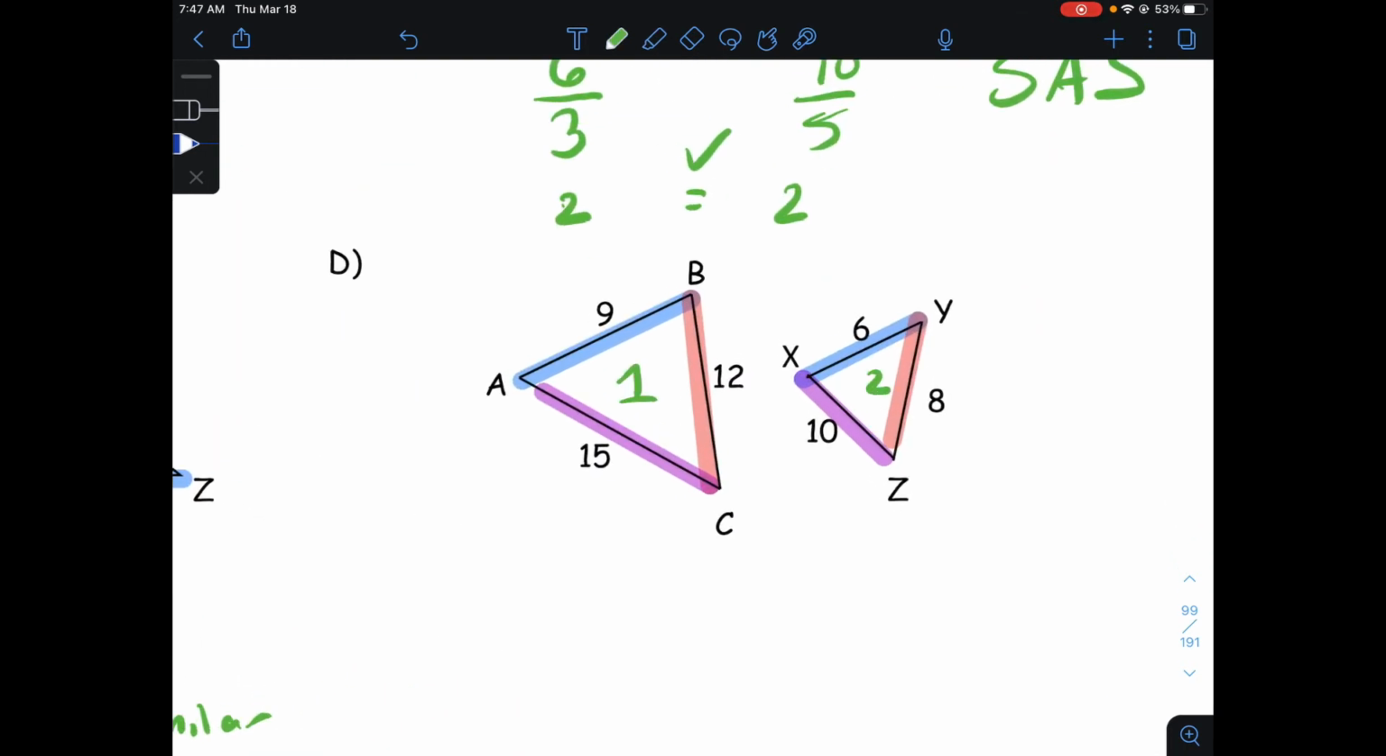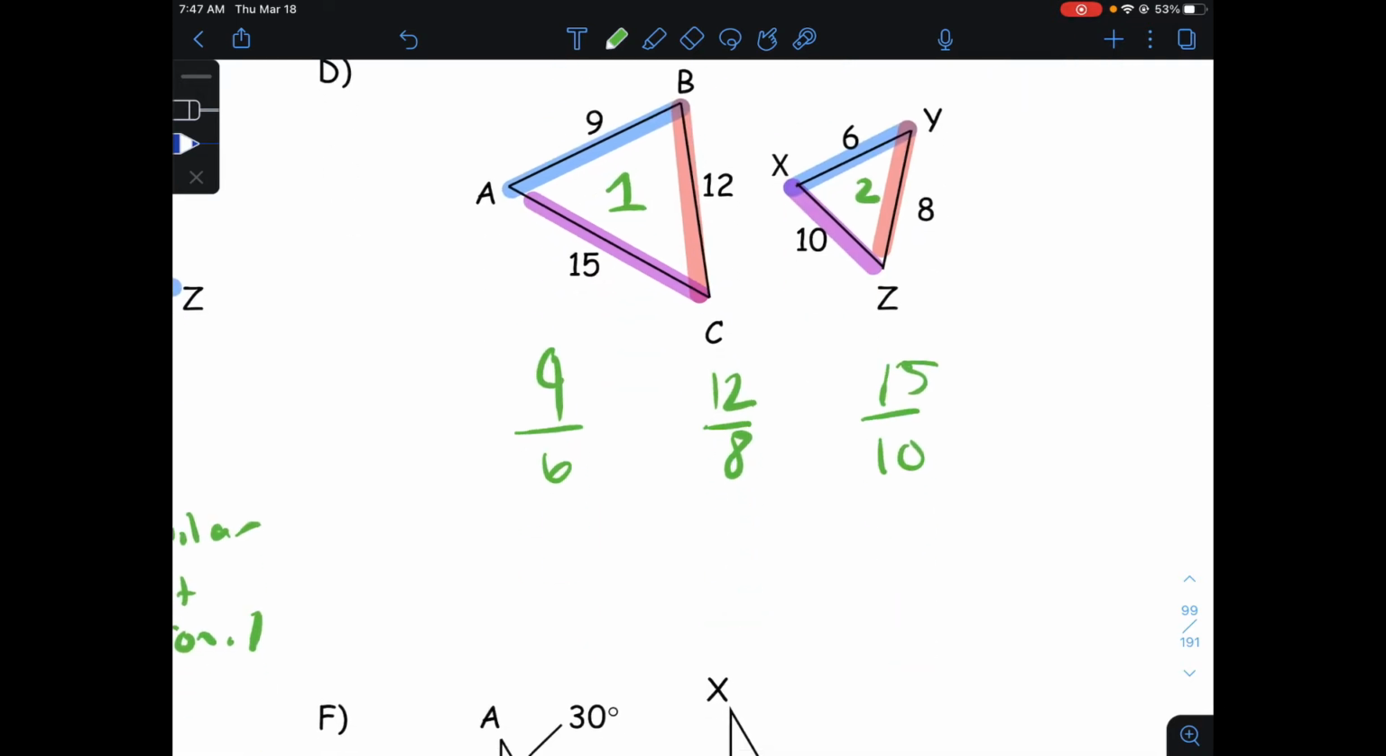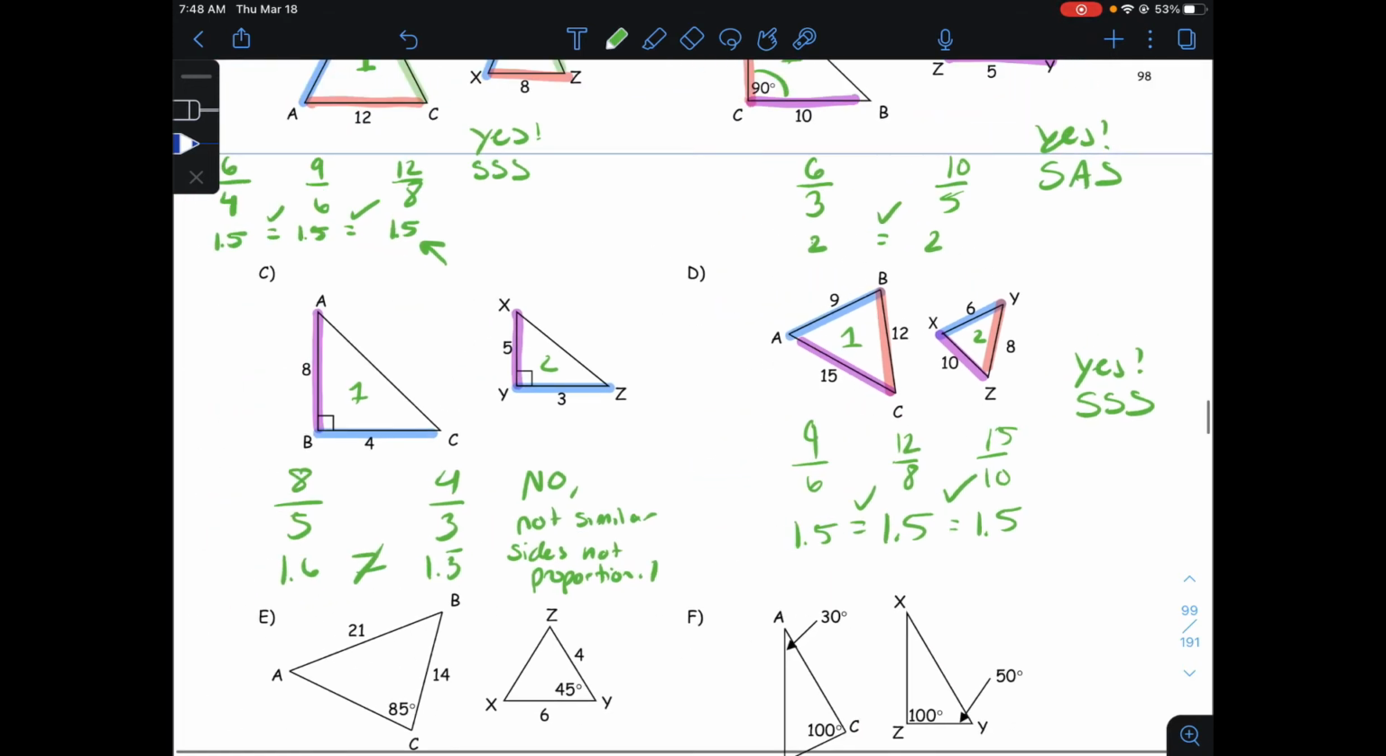All right, so let's set up our proportions. We'll label it triangle 1 and triangle 2. We've got 9/6. We've got 12/8. And we've got 15/10. So when I do 9 divided by 6, I get 1.5. When I do 12 divided by 8, I get 1.5. And when I do 15 divided by 10, I also get 1.5. So these are all proportional. So we could say that these are similar by side, side, side, because all the sides are proportional.